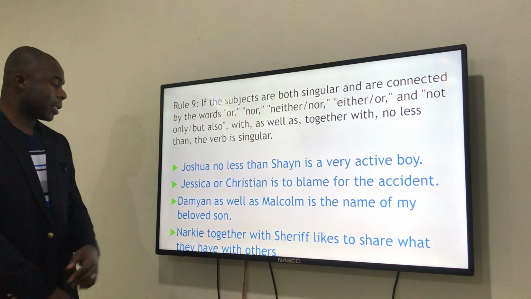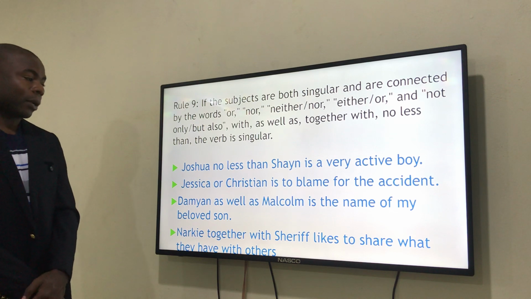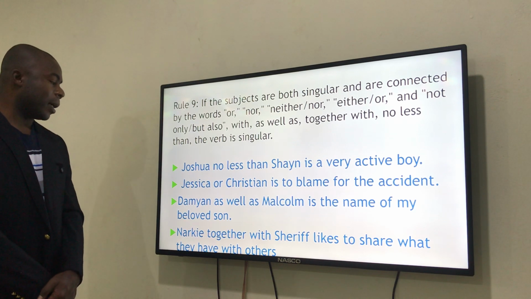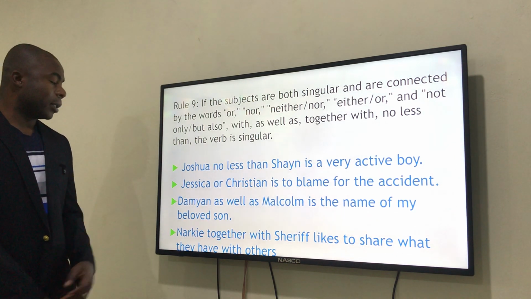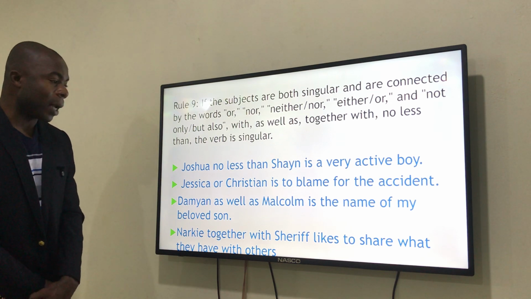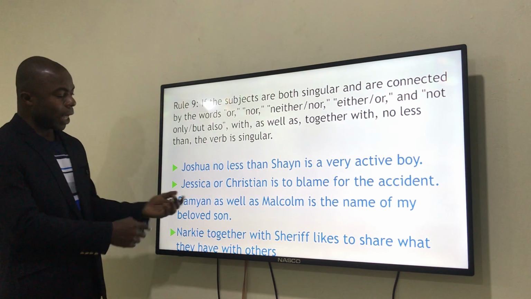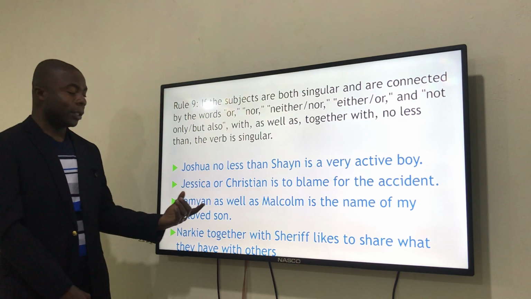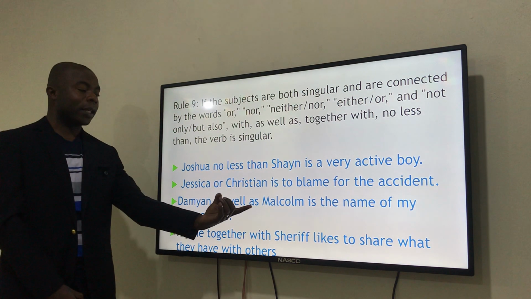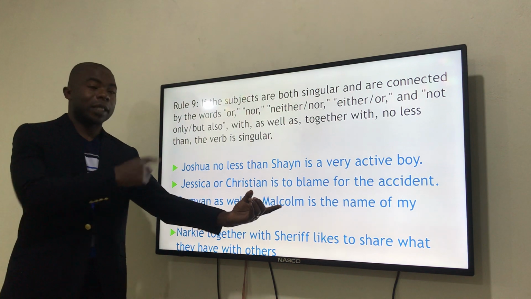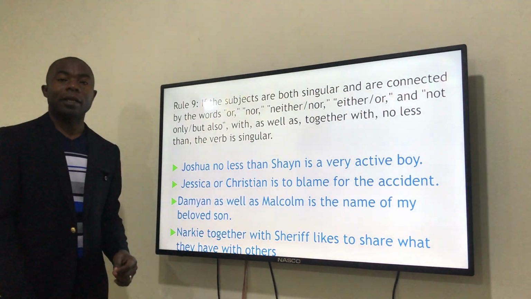Then we come to the third example. Damien as well as Malcolm is the name of my beloved son. So Damien, one subject, joined by this connector, as well as, to another subject, both singular. The verb is singular.